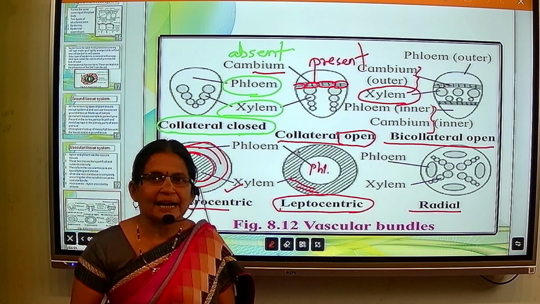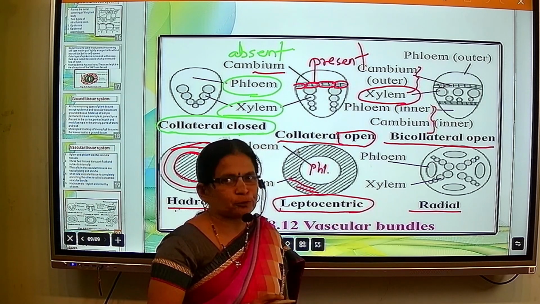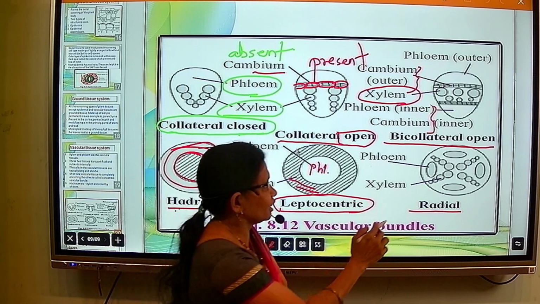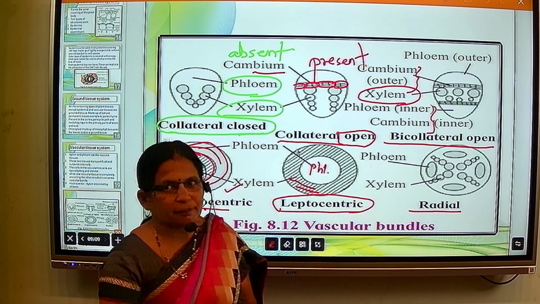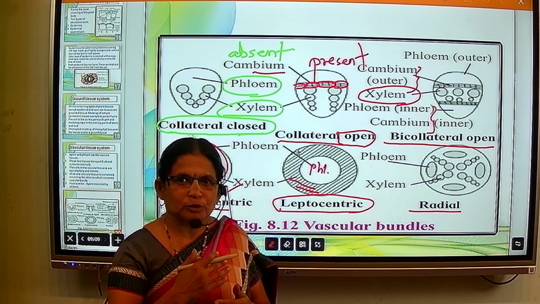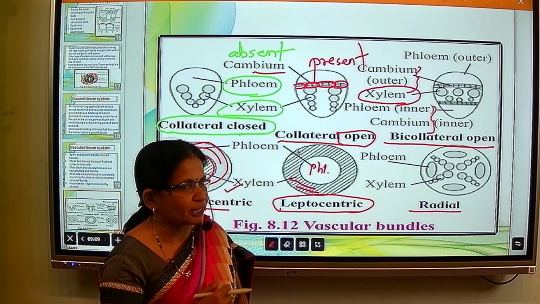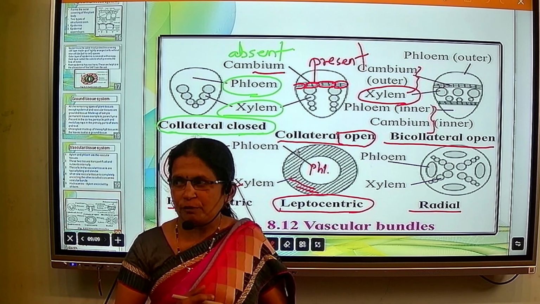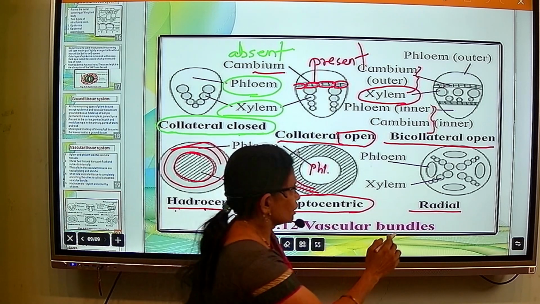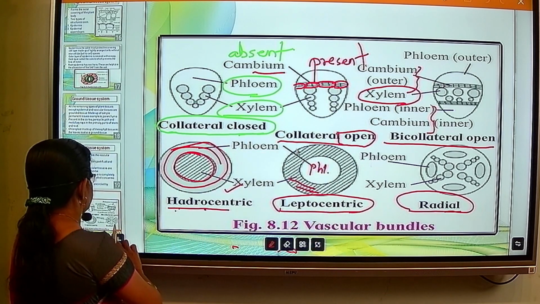And the radial type consists of xylem and phloem arranged radially in the vascular bundle. Xylem, then phloem, then xylem, phloem, xylem, phloem. In this way, the vascular bundle consists of xylem and phloem in the radial fashion. So, it is called a radial vascular bundle.